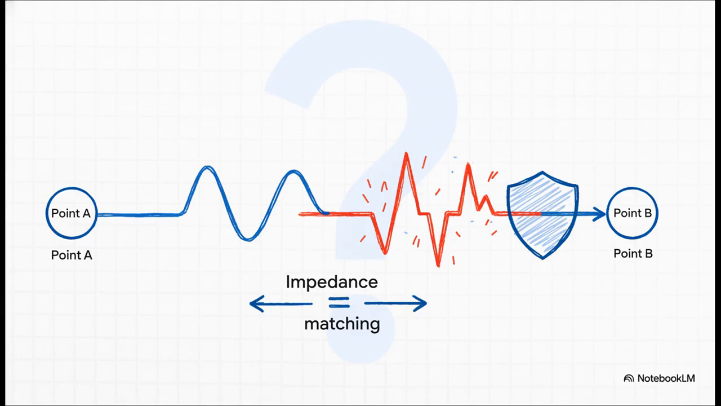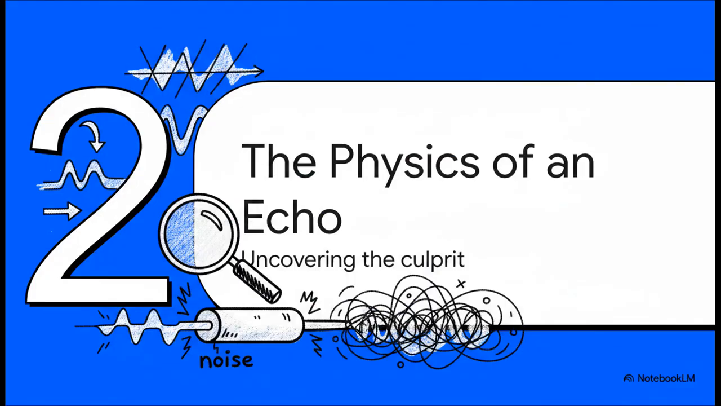How do we stop its perfect, precise shape from falling apart as it makes that journey from point A to point B? To figure that out, we have to get our hands dirty and really dig into the physics of it. We need to understand what's actually going on inside that transmission medium. It's time to find the real culprit behind all this signal destruction.